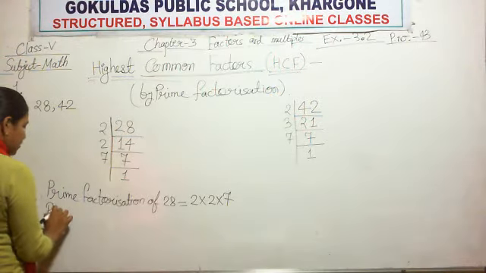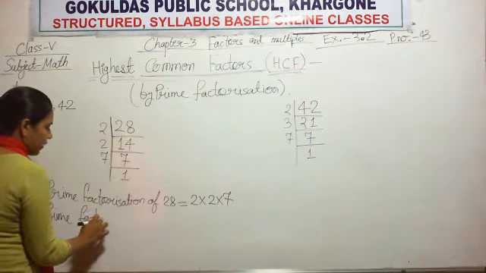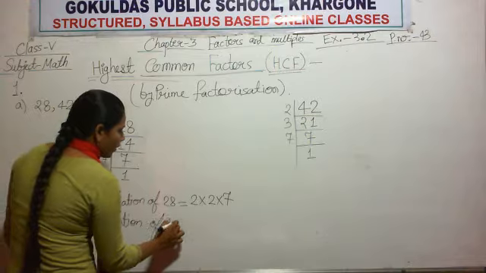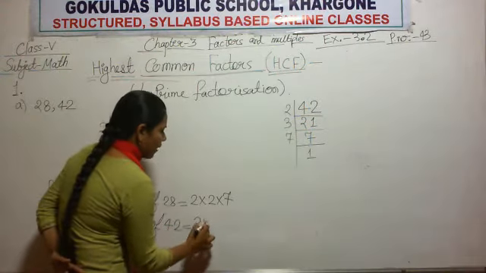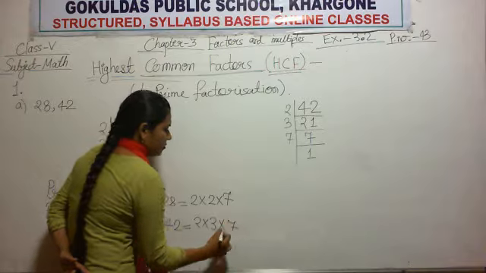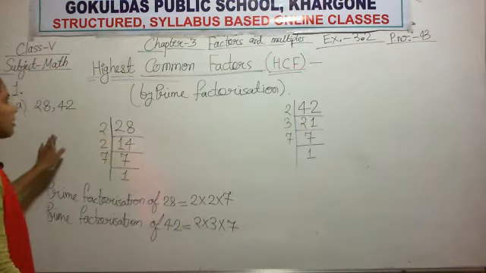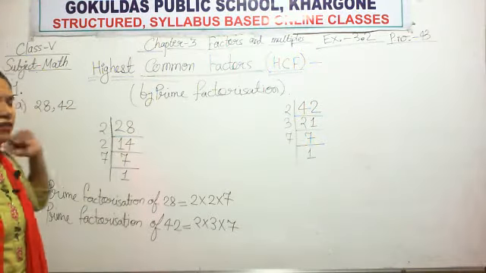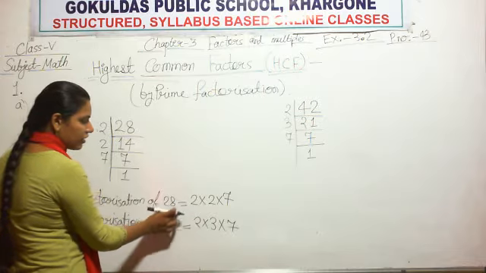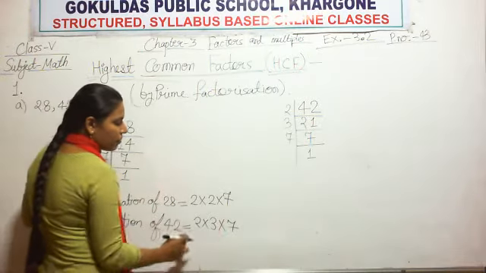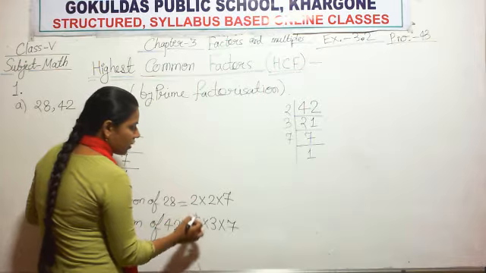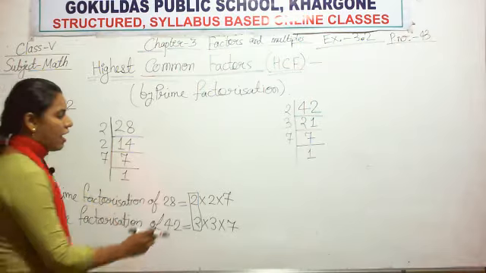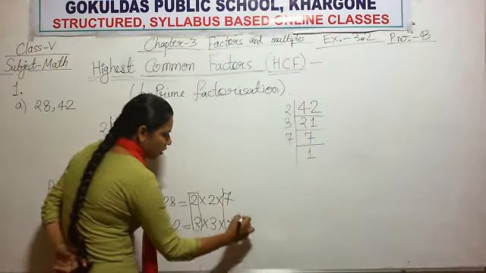So prime factorization of 42 is equal to 2 multiplied by 3 multiplied by 7, right? Now, our task is to find the HCF, highest common factor. So now we got the prime factorization of both the numbers. Now we will find the common in both the numbers. So here 2 is common, right? 2 is common in both the numbers and 7 is common in both the numbers.